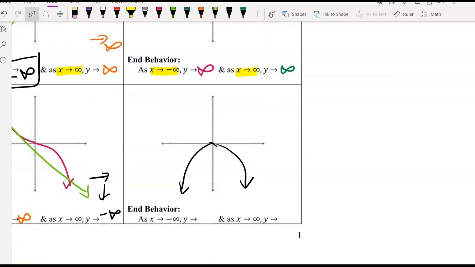Now, if A is negative, this is a negative A. If x is getting smaller, y is down. If x is getting larger, y is still down. So both of your y's are creeping down towards negative infinity when A is negative.